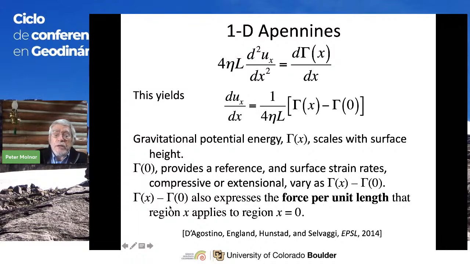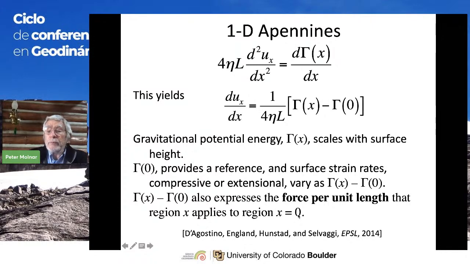So the difference between these also, don't forget, the potential energy per unit area is a force per unit length. So the gravitational potential energy that one has is a measure of the force per unit length that a region at x applies to a region at x equals 0.